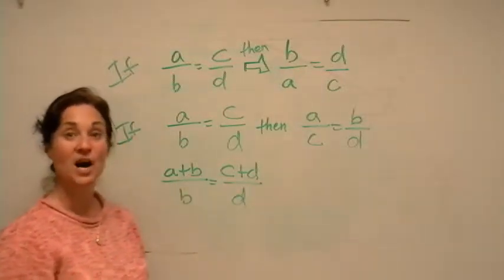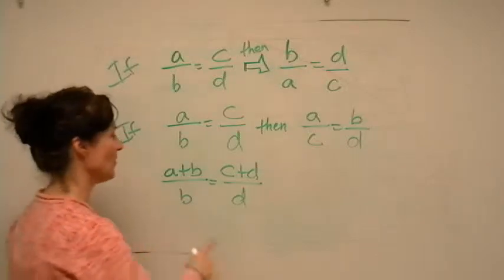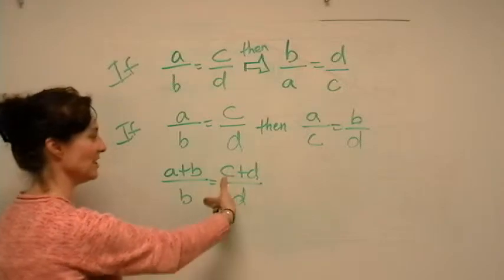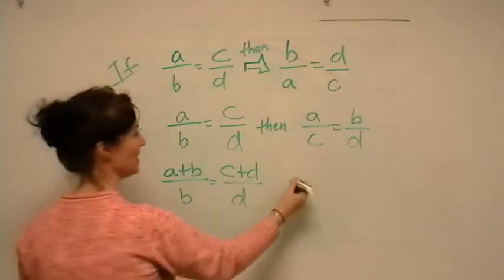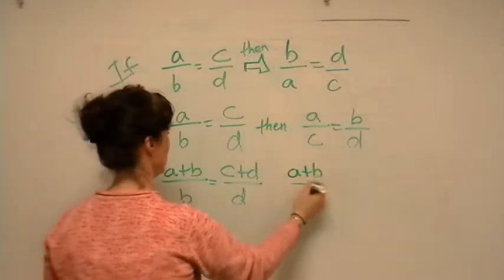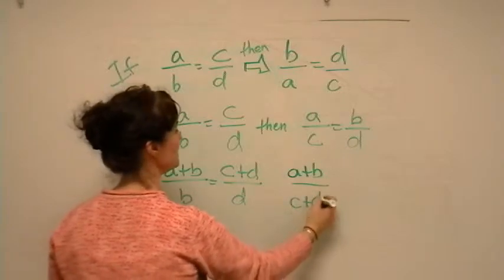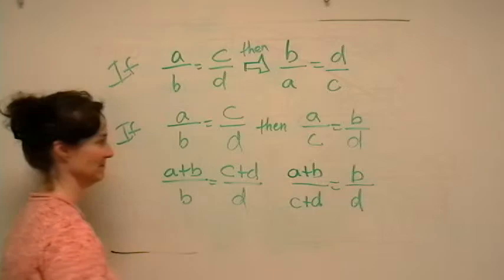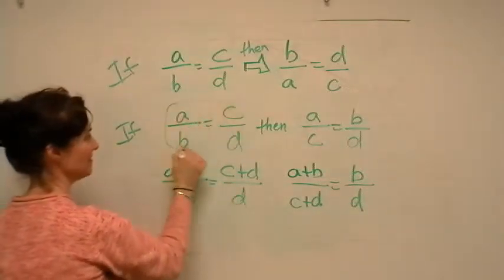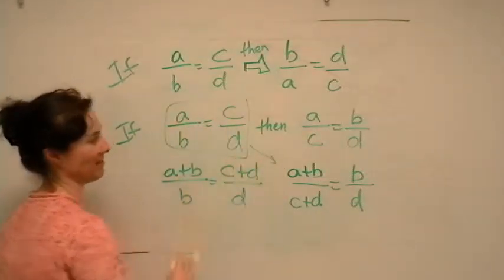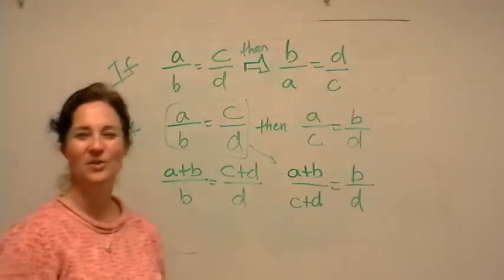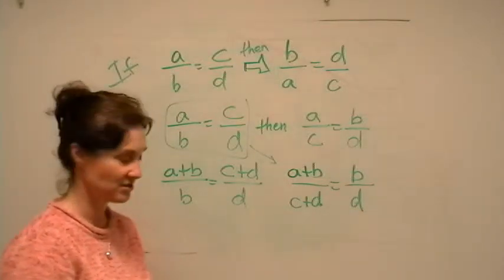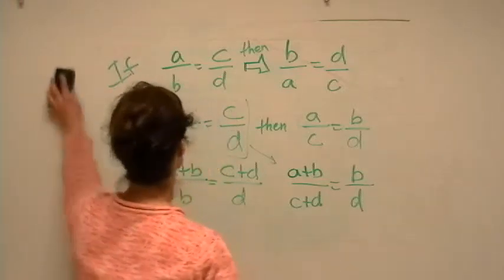Now you can also do a combination of these things. Now that I have added the denominators in, I could actually switch the two means and I would get A plus B over C plus D is equal to B over D. So starting with this, I could come out with that. You're really going to have to look at these carefully to catch them. Some of them are more difficult than others. Let's do a couple of these with some numbers.